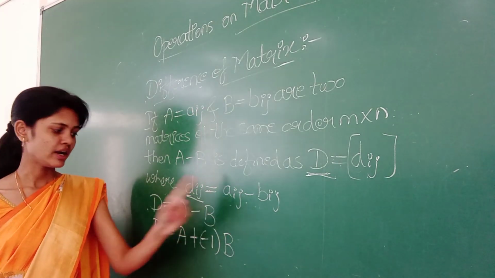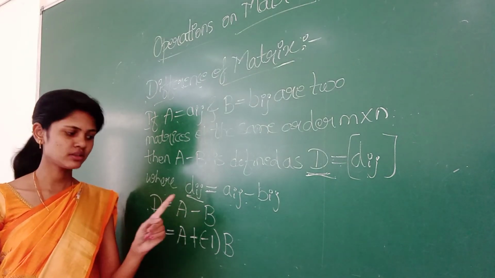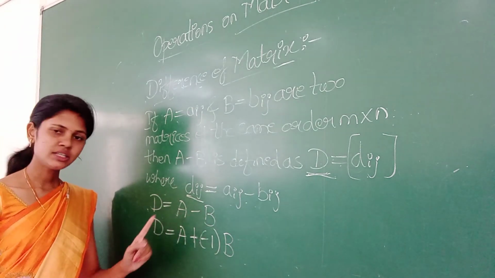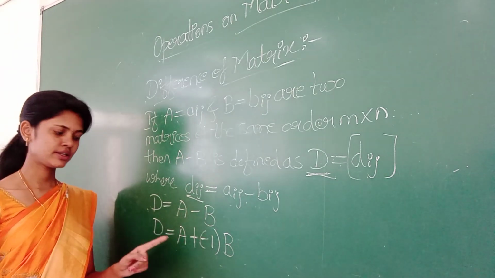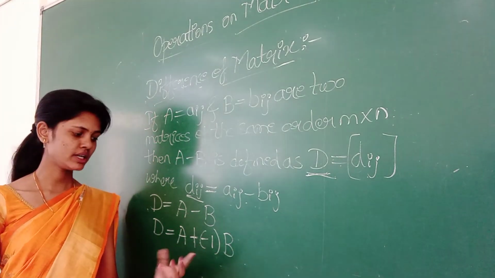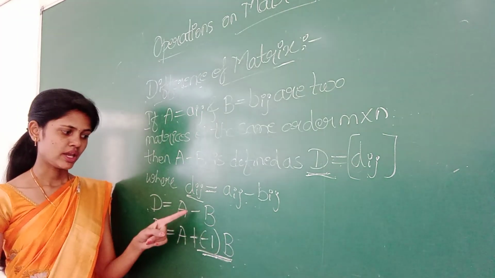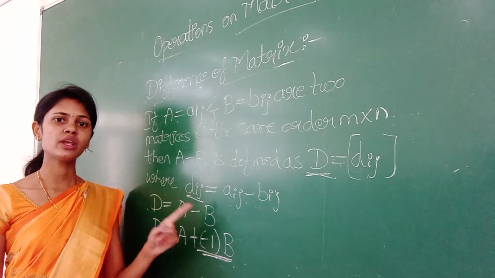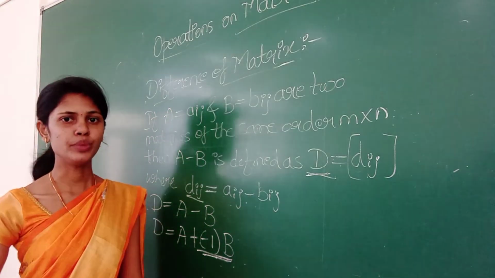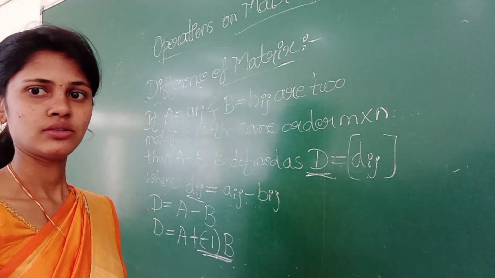Is it clear? And this can also be written as D is equal to the difference of two matrices A and B, that is D is equal to A minus B, and this can also be written as D is equal to A plus minus 1 into B. That is the negative of B here. So instead of A minus B, we can also write it as A plus minus 1 into B. This gives us the difference of two matrices.